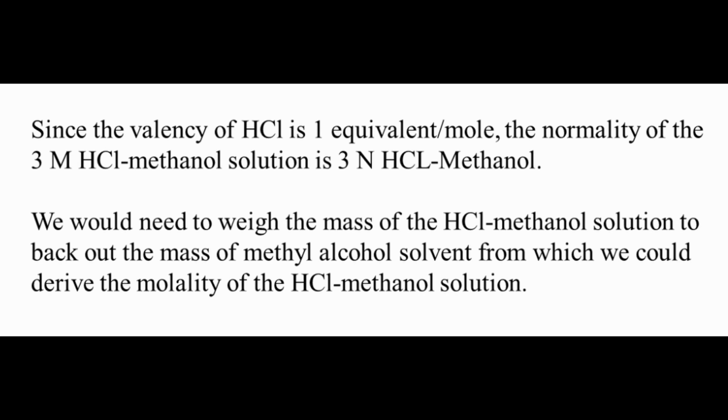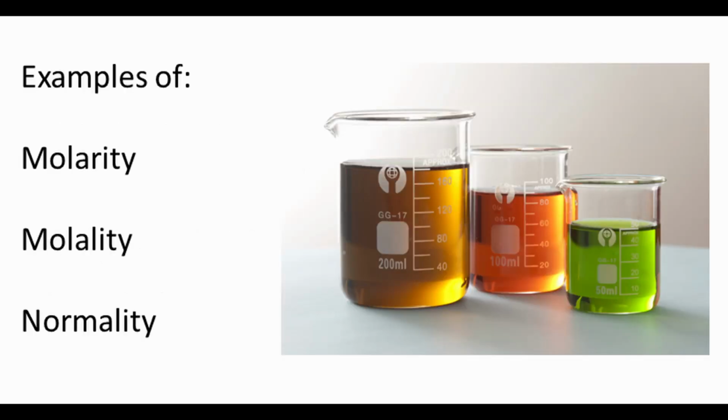Since the valency of HCl is 1 equivalent per mole, the normality of 3 molar HCl methanol solution is 3 normal HCl methanol. We need to weigh the mass of the HCl solution to back out the mass of the methyl alcohol solvent from which we could derive the molality of the HCl methanol solution. And that concludes my discussion of molarity, molality, and normality of acids and bases.